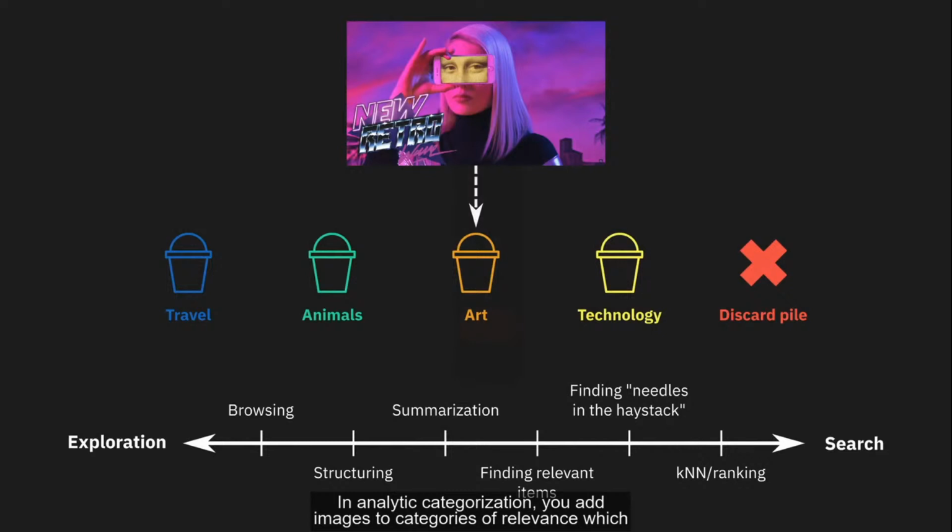In analytic categorization, you add images to categories of relevance, which we call the buckets. The buckets are fully defined by you, the user. At any time during your analytic session, you may add, remove, update, redefine, split, and merge buckets to match your current insight and notion of relevance. II20's state-of-the-art machine model learns to model your buckets on the fly, assisting you in finding images that are relevant to your buckets right now. With its bucket flexibility, analytic categorization is a suitable model task for tasks on the entire exploration search axis.